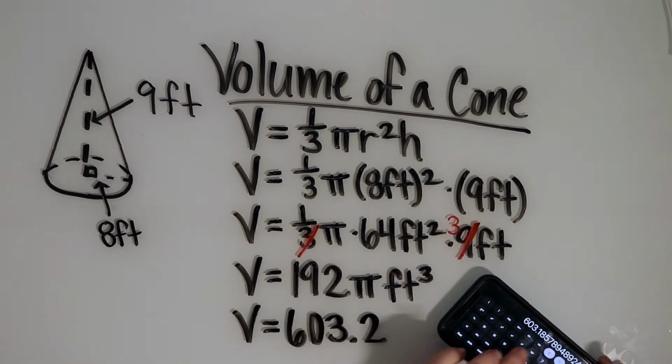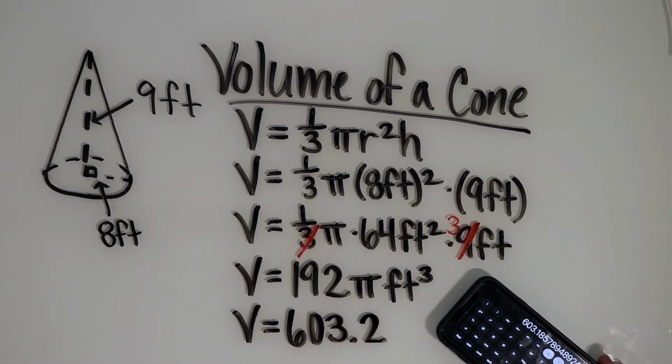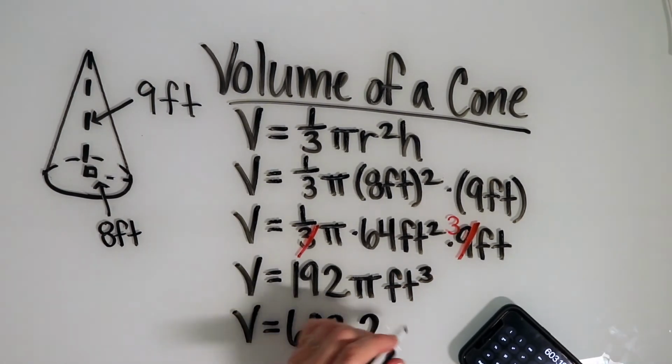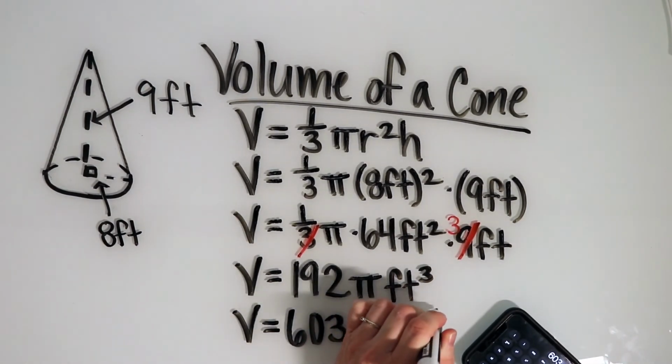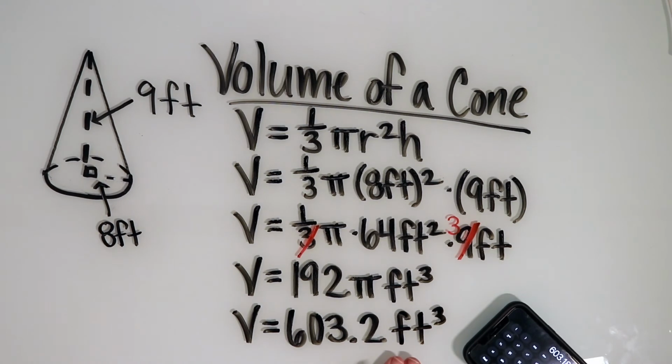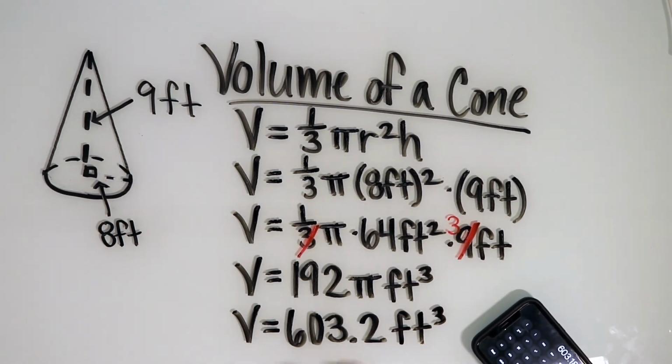603.2. I'm going to round to the nearest tenth, which is the 8 will round up the 1 to a 2. Okay, if it's 5 or greater, you're going to round up. And then I still have my cubic units, which is feet cubed, okay? So this is my answer if I use pi exact.